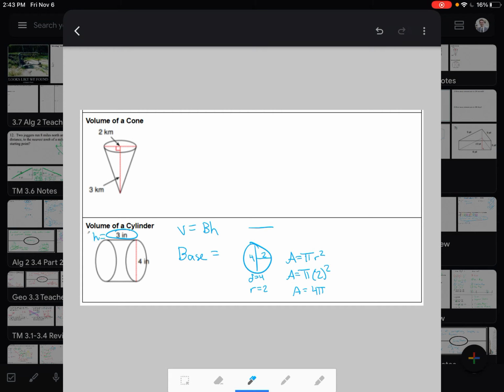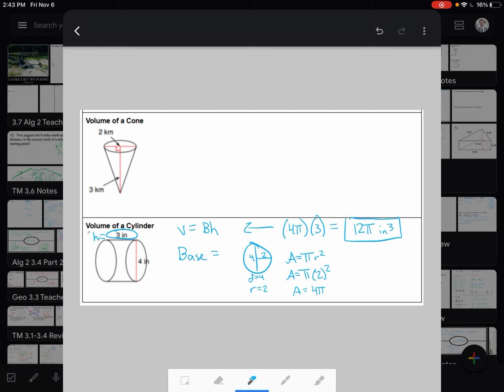And then we can take that and multiply it by the height. Well, the height is going to be 3. So plugging that back into our volume formula over here, we have 4 pi times our height of 3, getting us a total volume of 12 pi inches to the 3rd power, because again, it's cubic units.